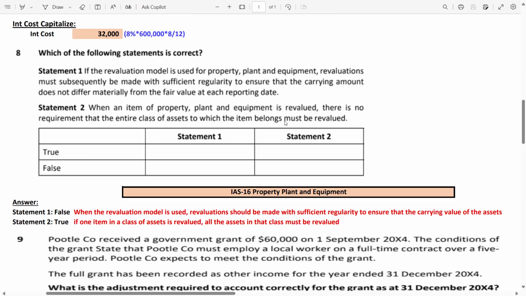In that lecture, I have also mentioned that whenever an entity decides to revalue its assets, it is mandatory to revalue the entire class of assets. If an entity chooses to revalue one asset, two assets, and the remaining assets it chooses to keep on the cost model, it is incorrect as per IAS, IFRS. All classes of assets should be revalued or all classes of assets should be recorded on the cost model. So statement.